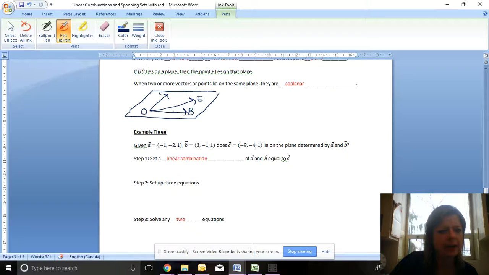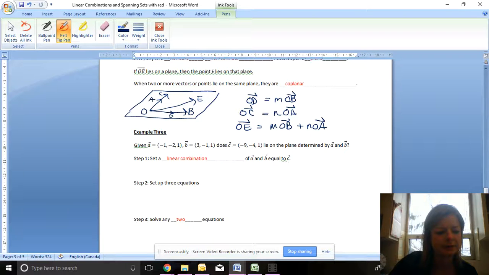Okay. So then if you have other vectors like here, if I create OD, I can say that vector OD is some M times OB. Or I could say that, here's our A, I could say that vector OC is some other N times OA. Okay, and then OE is a linear combination then, M OB plus N OA. Okay, so these are all coplanar because they lie on the same plane.